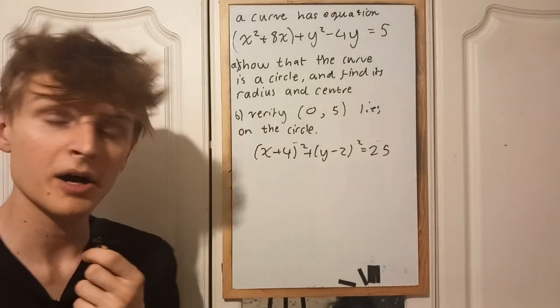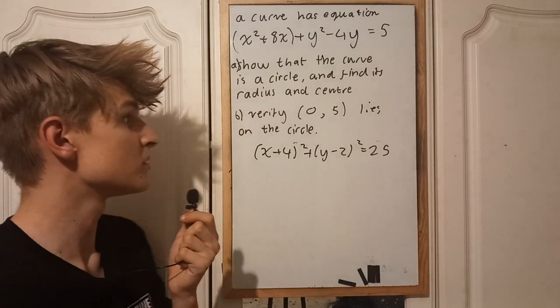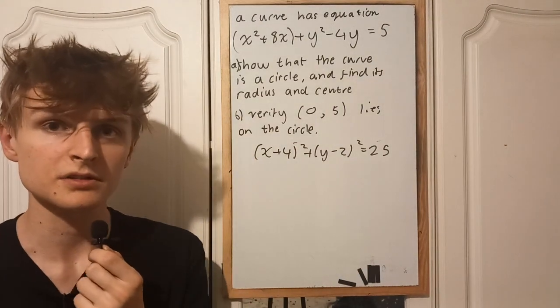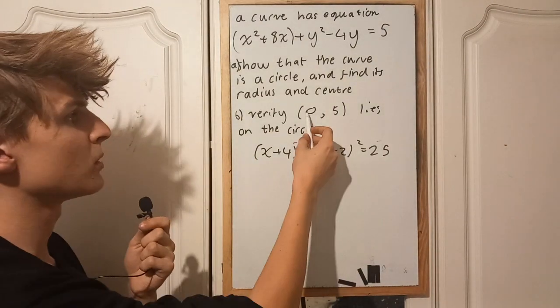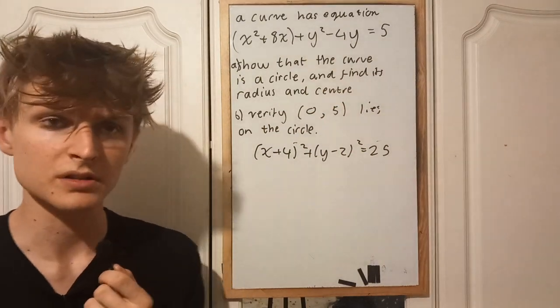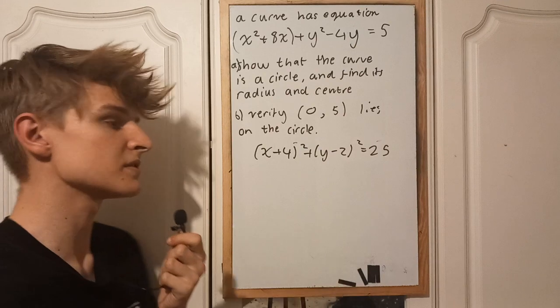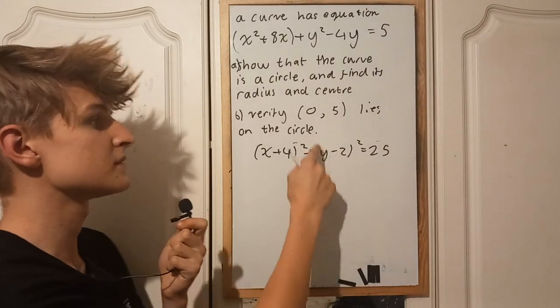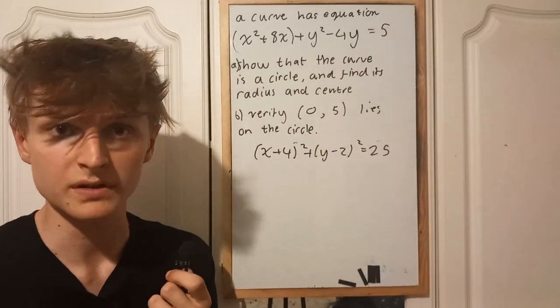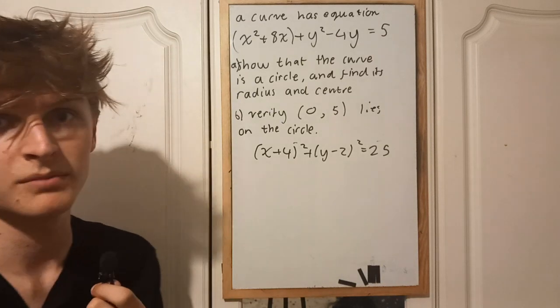Okay, so part B says, verify that the point 0, 5 lies on the circle. Now, if you recall, for a point in the xy plane to lie on the circle, its x coordinate and its y coordinate has to satisfy the equation of the circle. So if we just plug 0 and 5 in here, and then we get 25 on the other side, we'll know that that point must be on the circle.